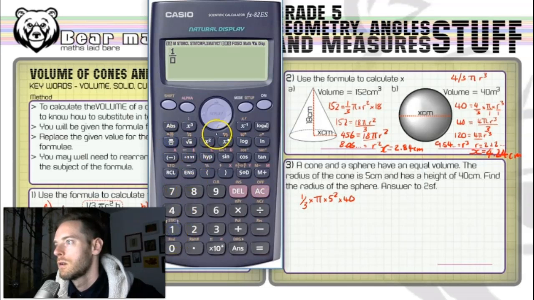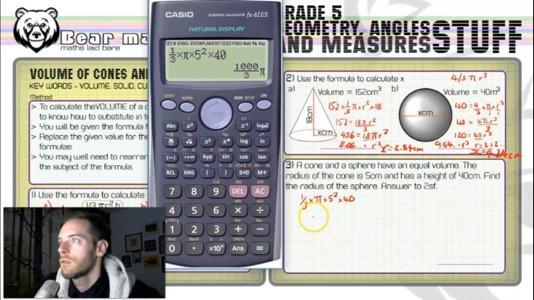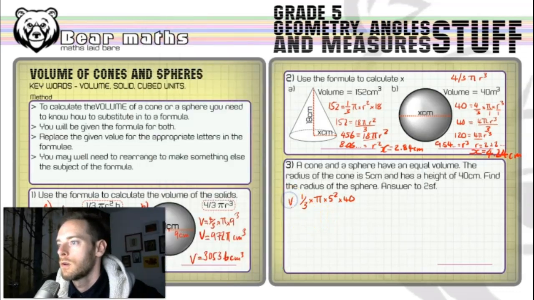All right, so 1/3, I'll just write down what it is afterwards as well, multiplied by pi multiplied by 5 squared multiplied by 40 equals 1000/3 pi. So the volume of the cone, that is, isn't it? Yeah, that's the cone. So the volume of the cone equals 1000/3 lots of pi centimetres cubed. I can put that on there, doesn't really matter at the moment because we haven't finished the question. We've got to find the radius of the sphere.